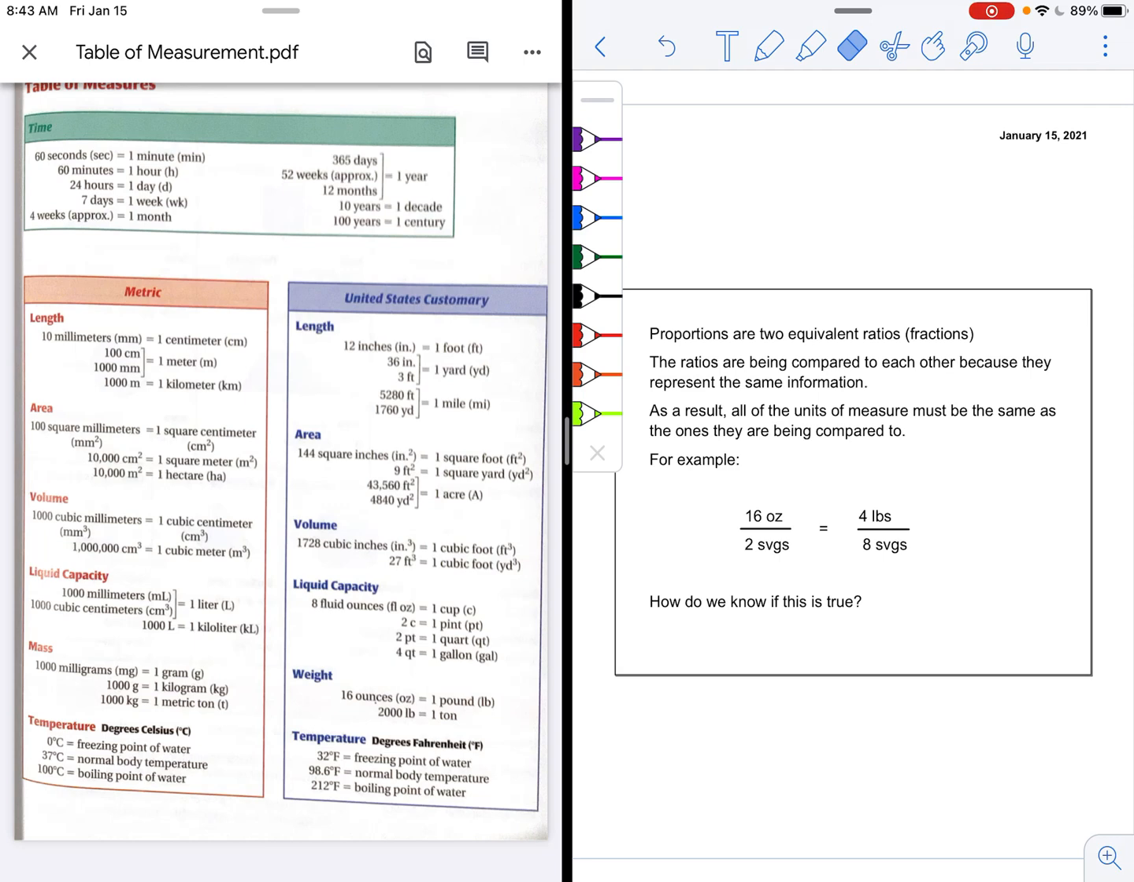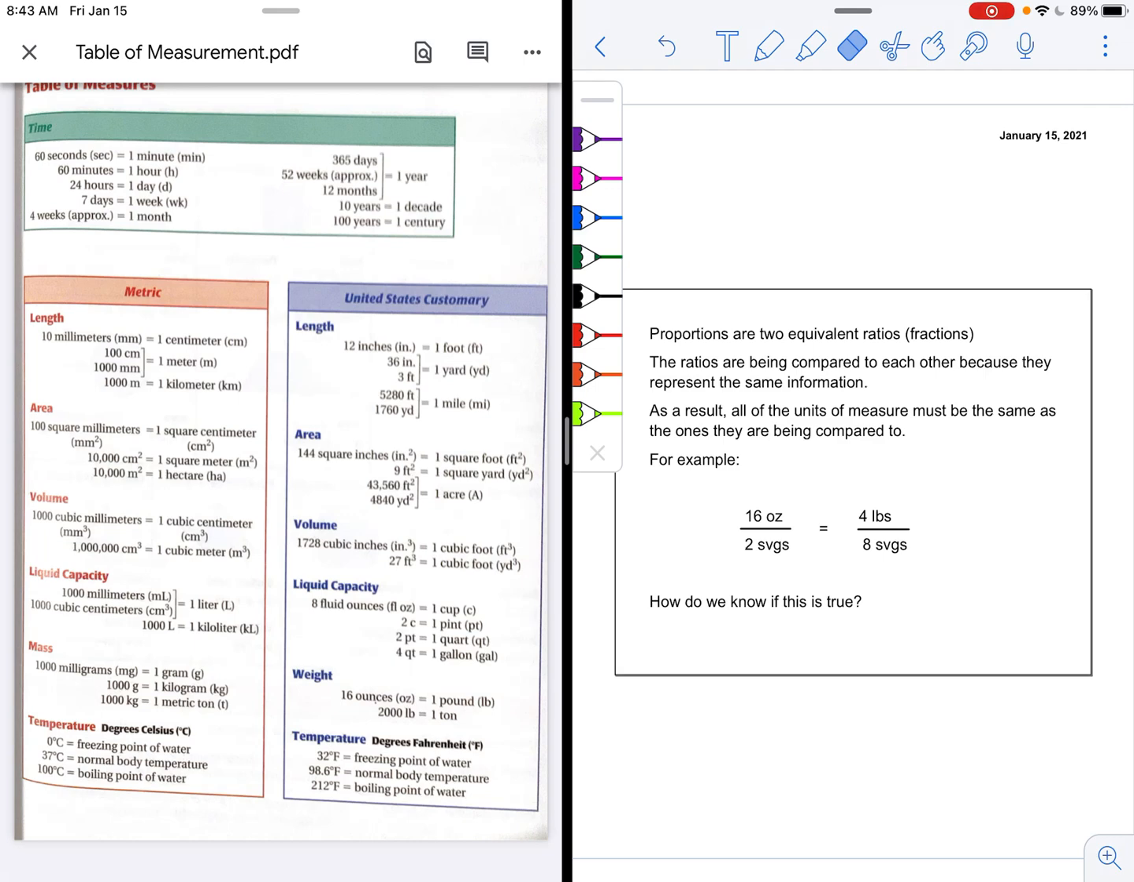So the whole gist of the lesson yesterday was you can't compare two ratios and see if they form a proportion if the units of measure that are inside the proportion are not the same on both sides. So yesterday the whole thing was like dollars across from dollars, gallons across from gallons. If I'm going gallons to dollars on one side, I have to go gallons to dollars on the other side.